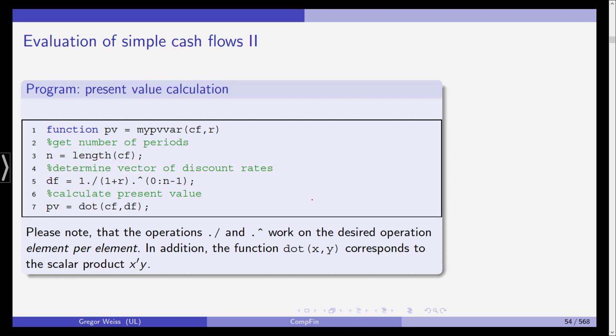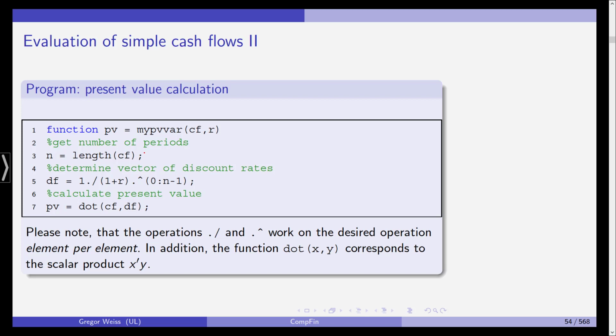And the discount factor, again a discount rate vector, is the vector df, and it equals 1 point slash (1 plus r) point hat 0 double point n minus 1. And these operations with a point work on the desired operation element by element, for example dividing the elements of a vector element by element. And also, dot(x,y) corresponds to the scalar product x times y.